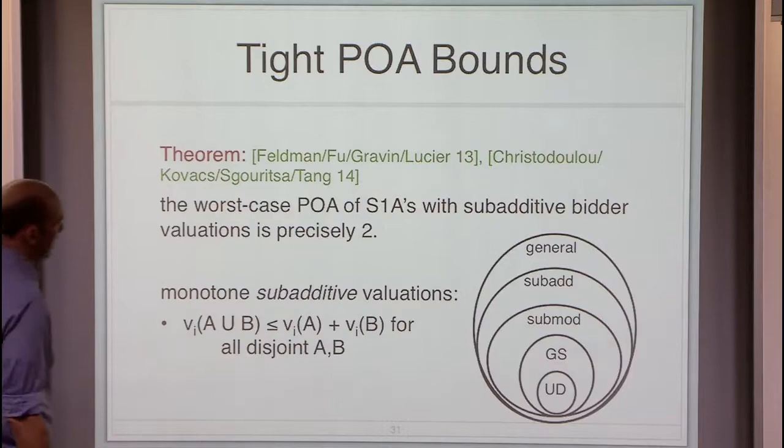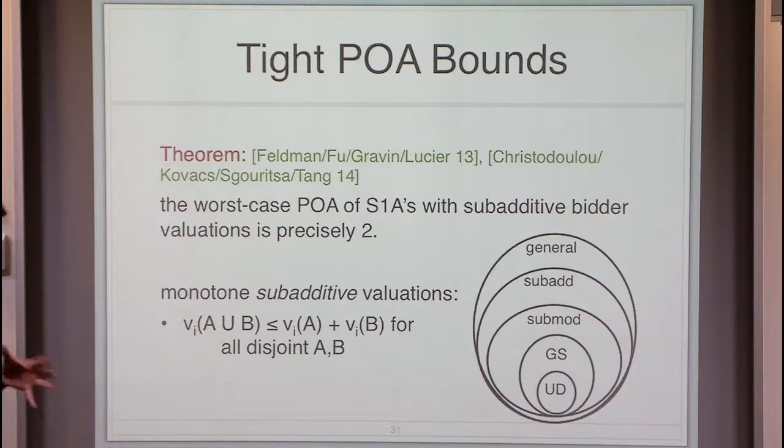Basically the sum of your value for two different bundles is at least your value for the union of those two bundles. This is pretty much the most general notion of complement-free valuations you might work with. It certainly doesn't capture everything, it excludes complements, but subject to excluding complements, it's about as general as it gets. We know exactly what the worst case price of anarchy of simultaneous first price auctions is with subadditive bidder valuations. It's exactly 2.